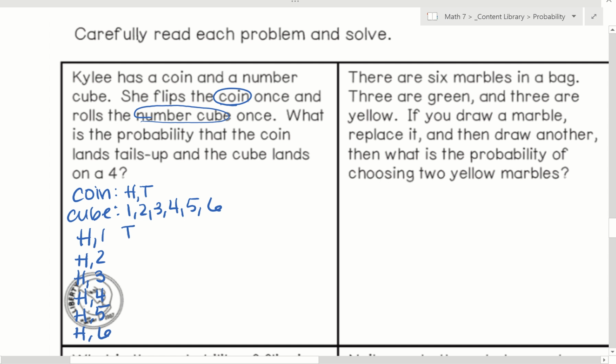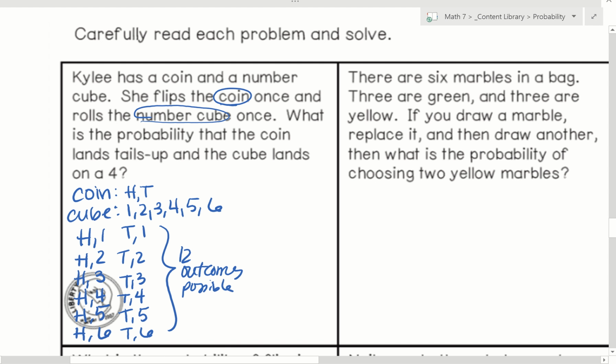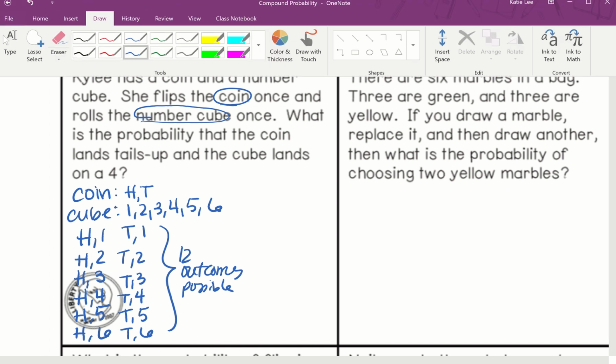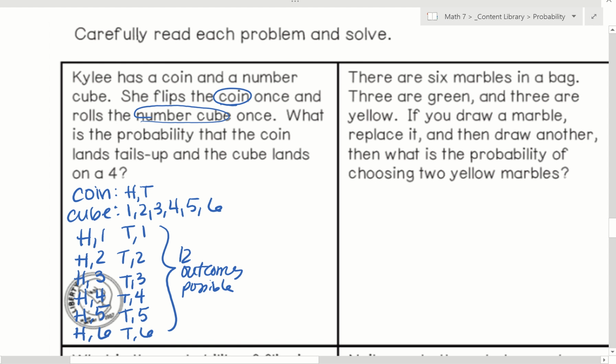You can also get a tails and a 1 on the cube, a tails and a 2 on the cube, a tails and a 3 on the cube, a tails and a 4 on the cube, a tails and a 5 on the cube, or a tails and a 6 on the cube. So in total, there are 12 outcomes possible. So let's look. She wants to know what's the probability of landing tails up and a 4. So we know it's right there. It should be 1 out of 12, but let's see.